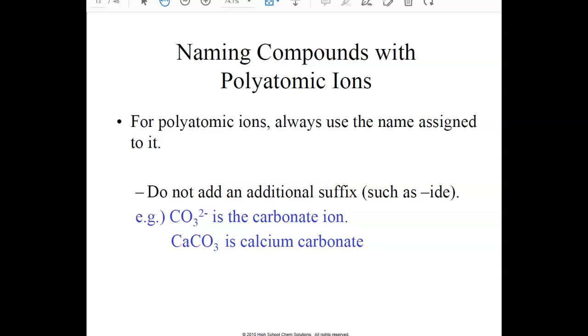So when it combines with a metal, CaCO3 would be just calcium carbonate. We don't have to worry about the name once we learn the name.